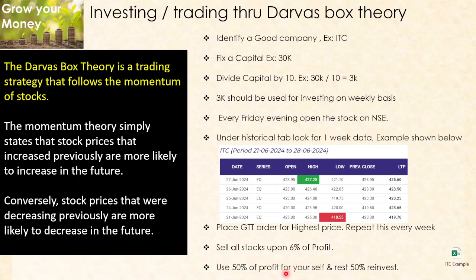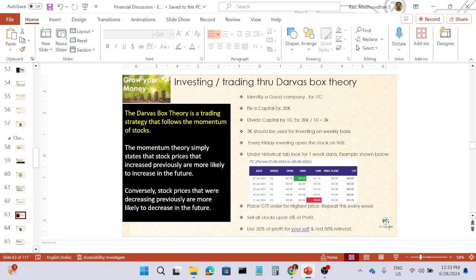And in this profit, it is better you utilize 50% of the profit for yourself for any of your household activities, and the rest 50% you can reinvest here. I'll show you the back test I have done, and then I will show you how to place an order. Okay, so this is the example of ITC again that I have taken here. I've done a back testing of this one.